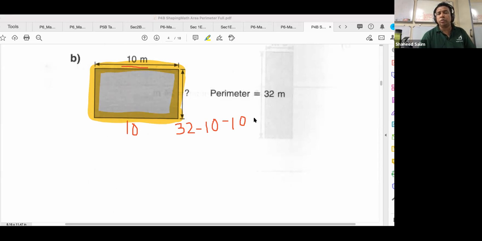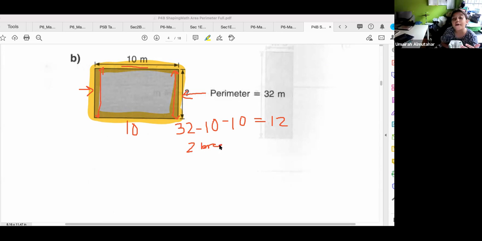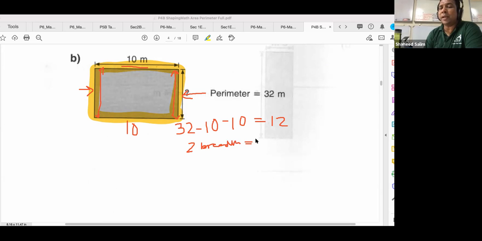32 minus 10 is 22. 22 minus 10 is 12. So what is 12? 12 is from this part here. One breadth plus another breadth down here. There are two breadths. This is the breadth, no? This is the breadth. So there are two breadths. I'm going to write for you. Two breadths equal to 12. So you want to find one breadth. How to find one breadth? 12 divided by 2.